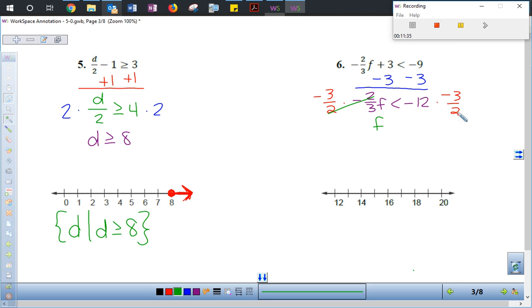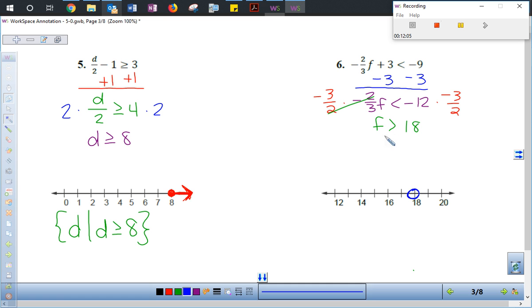So I'm going to start with this denominator. 2 goes into 12 6 times. 6 times 3 is 18. Now, I multiplied each side by a negative number, so now my inequality sign switches, and instead of less than, it is greater than. So I have f is greater than 18. Now, to graph it, I'm going to start at 18, and since it's greater than, it's going to be an open dot.